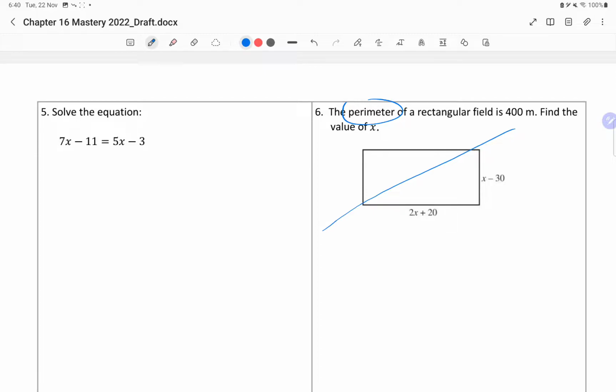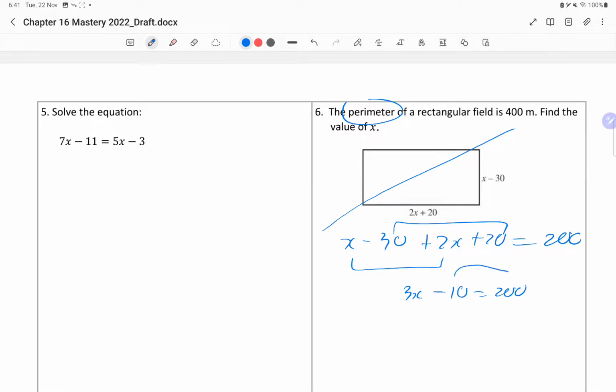Now, this one, perimeter equals to 400, means half the perimeter equals to what? So this side plus this side equals to 200. Which means I don't need to add the other two sides. I just go x minus 30 plus 2x plus 20 equals to 200. And then you solve it. First combine the x term and then combine the constant terms. So that will be 3x minus 10 equals 200. Then move this term to the other side. 3x equals to 210, and so x would be 70. So the value of x is 70.